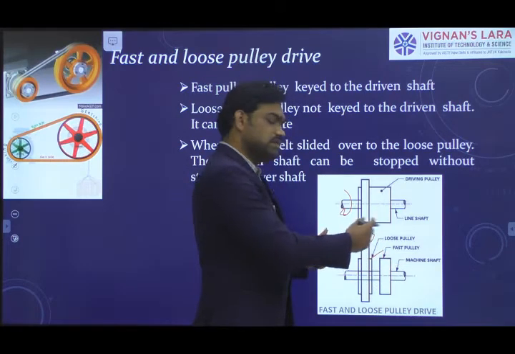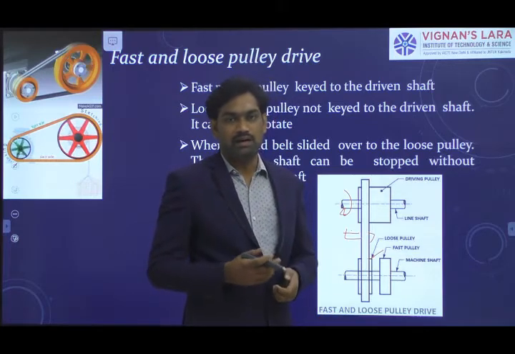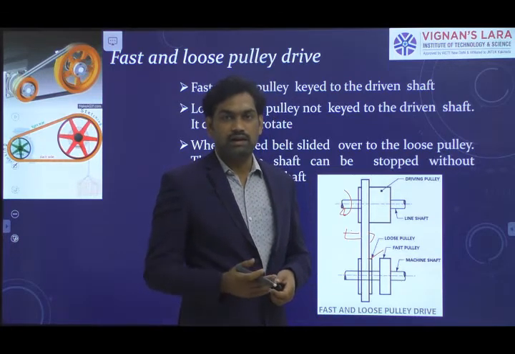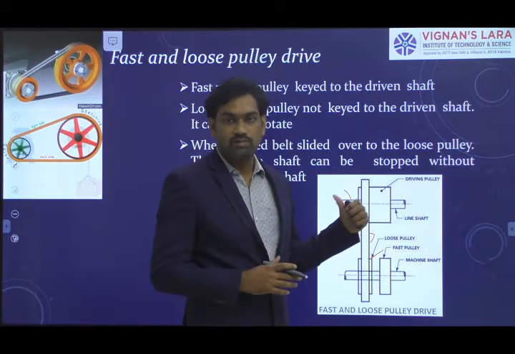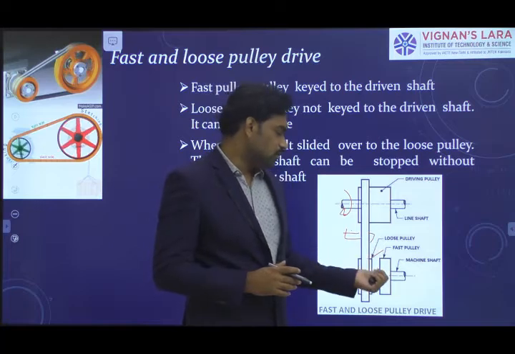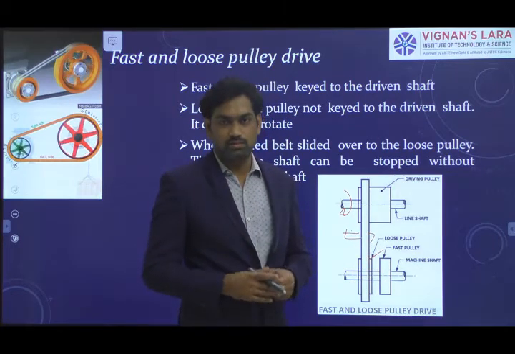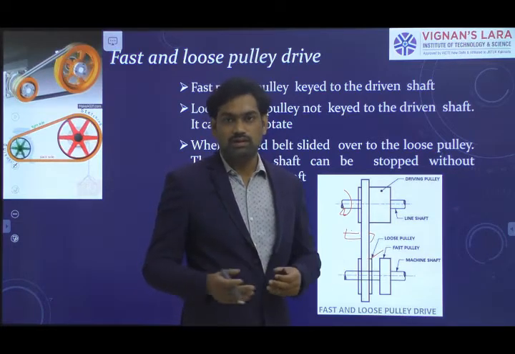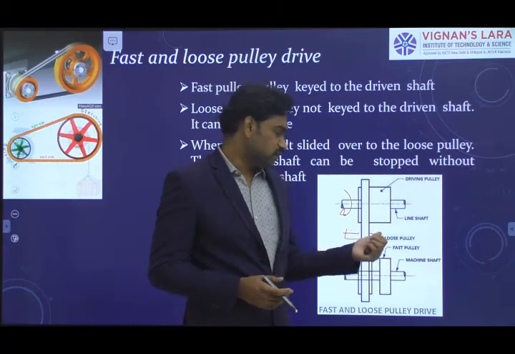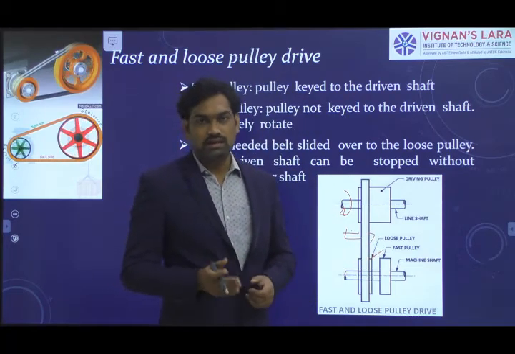Simply by changing the belt from the fast pulley to the loose pulley, the power is cut off from the driving member to the driven member without stopping the driving member. So these types of belt drives are used to act as a clutch. The purpose of the clutch is to cut off the power from the main source to the transmission line, in a similar fashion. So the fast and loose pulley can also be used as a clutch.